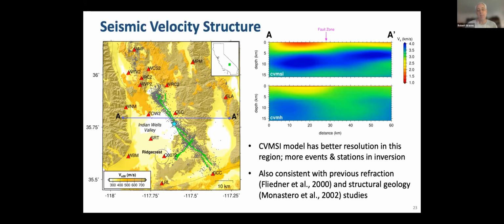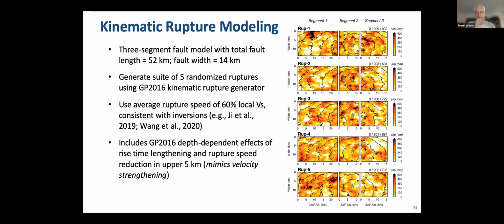And in addition, that model is consistent with previous refraction and structural geology studies. So that's the one we chose to use here. Okay, now how do we parameterize the source? As I mentioned, we're using a 3-segment fault model. The total fault length is 52 kilometers and the width is 14 kilometers.